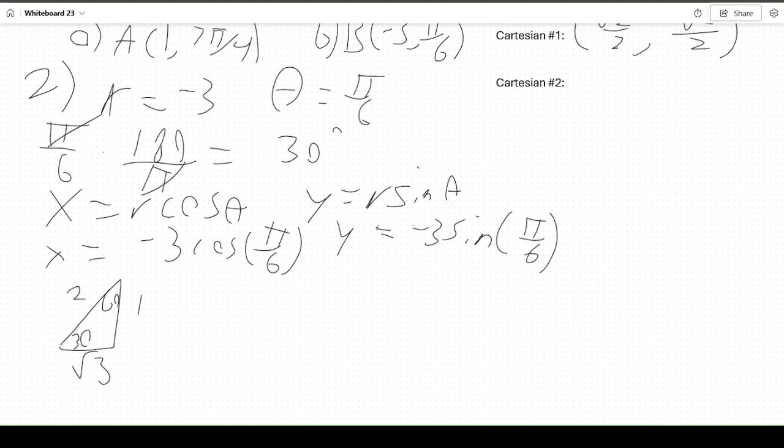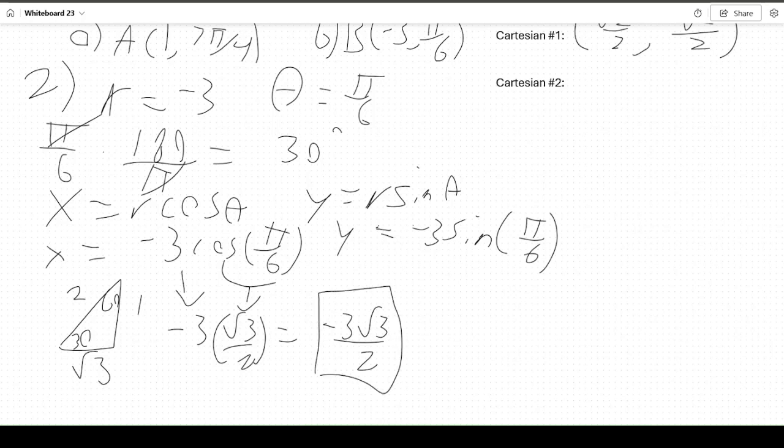So the cosine is going to be adjacent over hypotenuse. So cosine of pi over 6 will be equal to square root of 3 over 2. And we got to multiply by negative 3. This will lead us to negative 3 square root of 3 over 2. So we got one down.